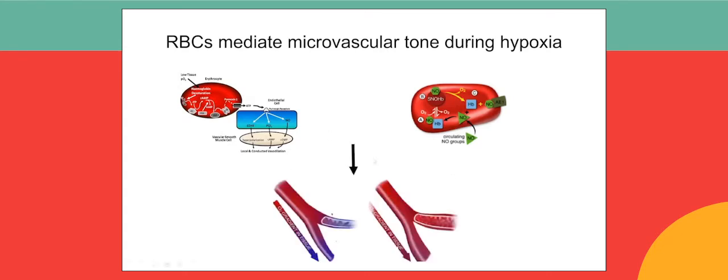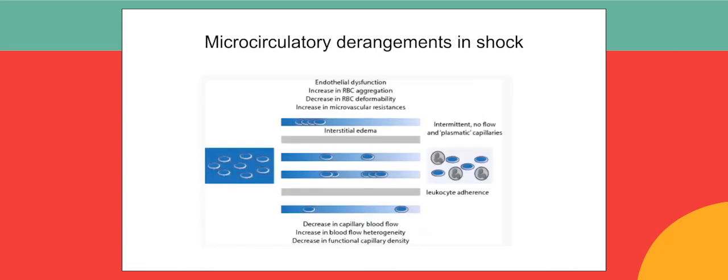But regardless of the mechanism, both of these effects mean that hypoxic tissues become vasodilated, and thereby the perfusion of those tissues in need of oxygen becomes increased. And this is also an endogenous response of the body trying to counteract the effects of shock. But despite these adequate changes of the body, there can be microcirculatory derangement in shock.